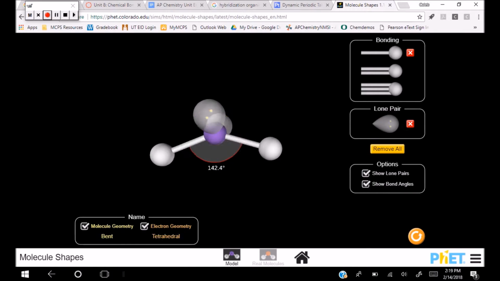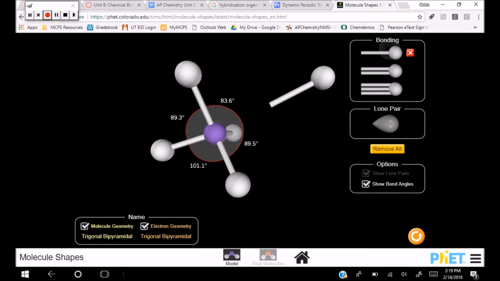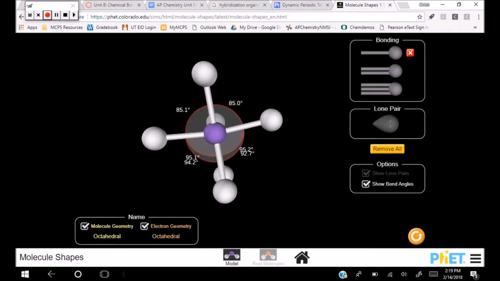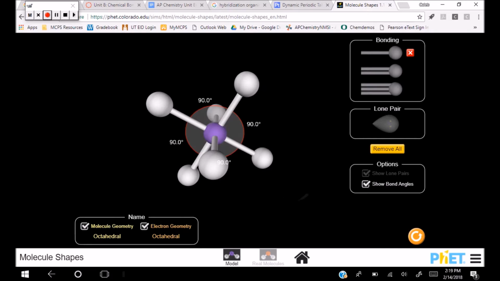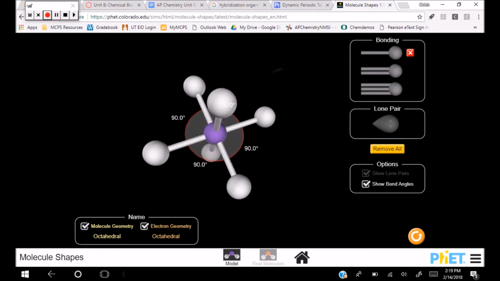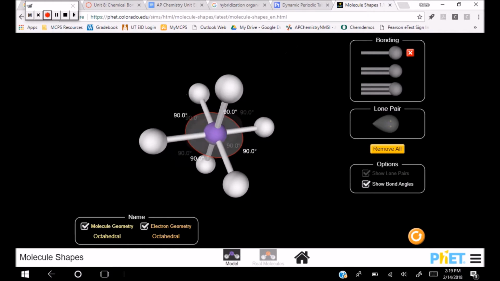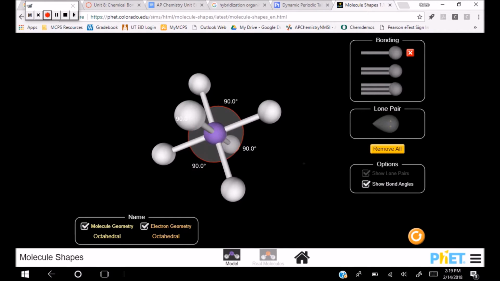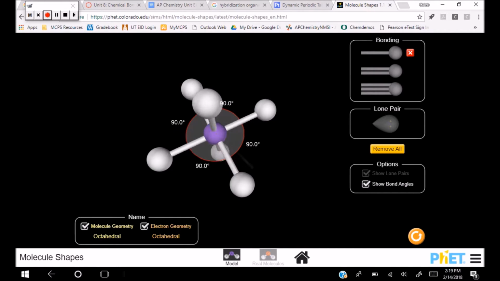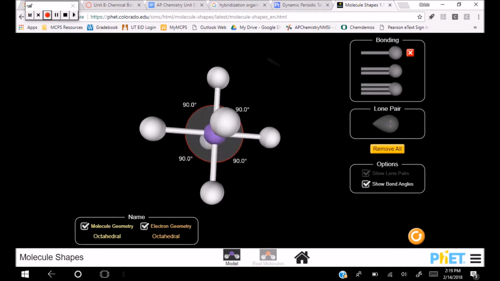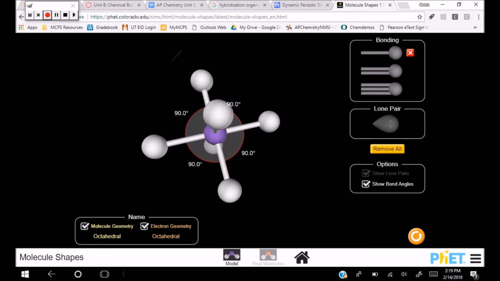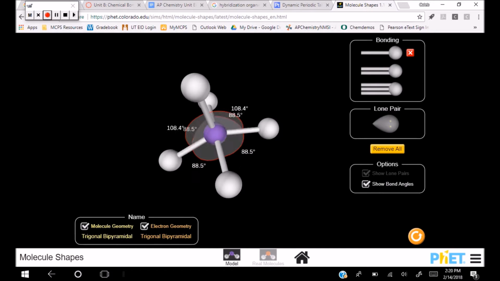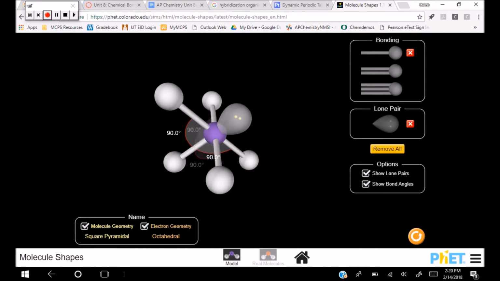We can also go up to 6 bonds. So if we have 6 bonds, angles will be 90 degrees all the way around, and this is referred to as octahedral. With the octahedral molecules, you can also substitute with some lone pairs.